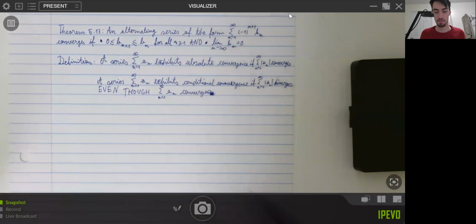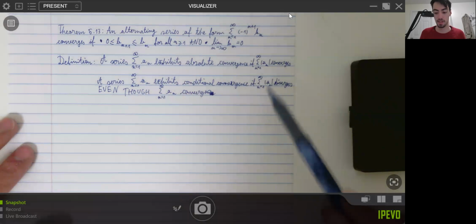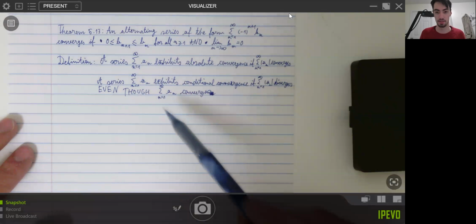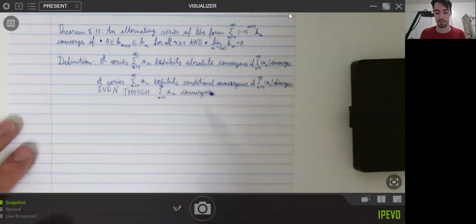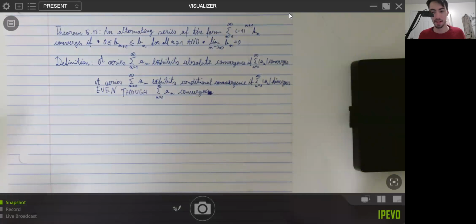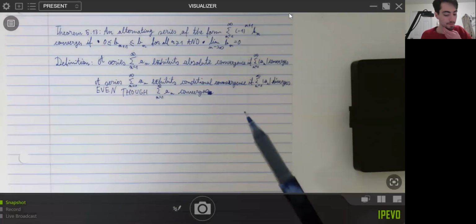So again, a series converges conditionally if the sum from n equals 1 to infinity of the absolute value of an diverges, even though the sum from n equals 1 to infinity of an converges. As you can see, I made a grammar mistake over here, so I had to correct it with my pen. All right, so now let's go through an example from the textbook.